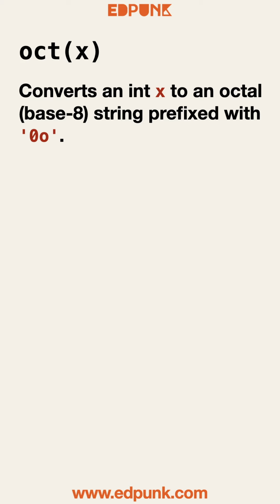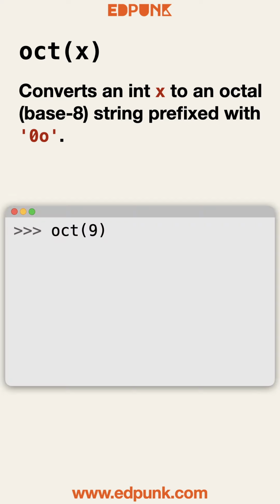Moving on to the next function. The oct function returns the base 8 or octal representation of an integer as a string starting with characters 0 and lowercase o. For example, oct of 9 returns the string 0o11, which is the octal representation of the base 10 integer 9.